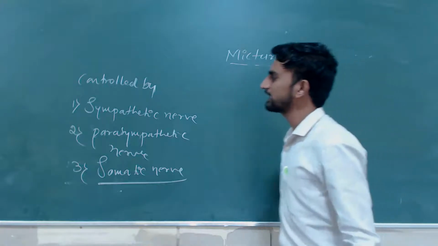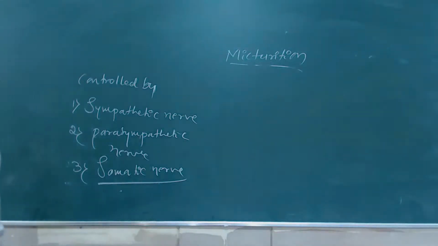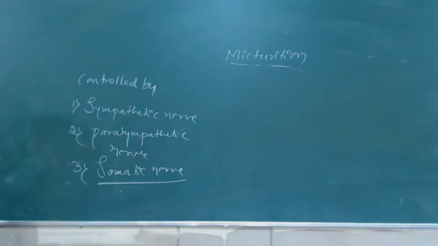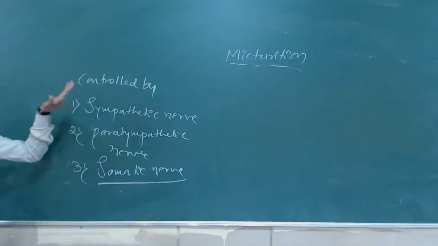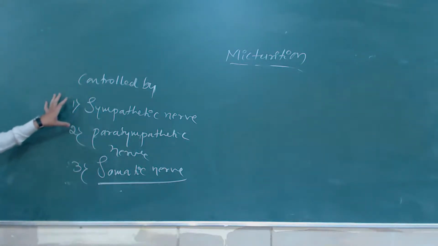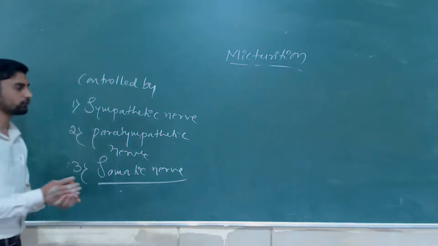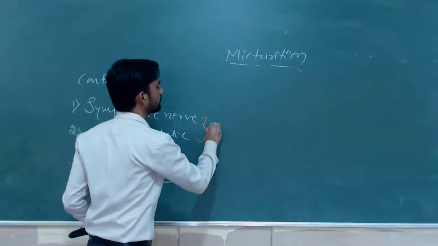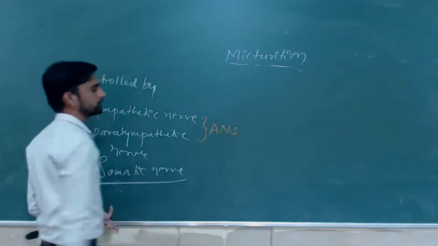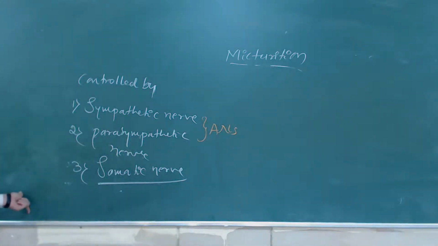So how will this sympathetic nerve control this micturition process? I've already told you that in infants this is completely involuntary. Alright, so this is especially sympathetic and parasympathetic. Together, this comes under which nervous system? ANS, the autonomic nervous system. Both sympathetic and parasympathetic come under it.